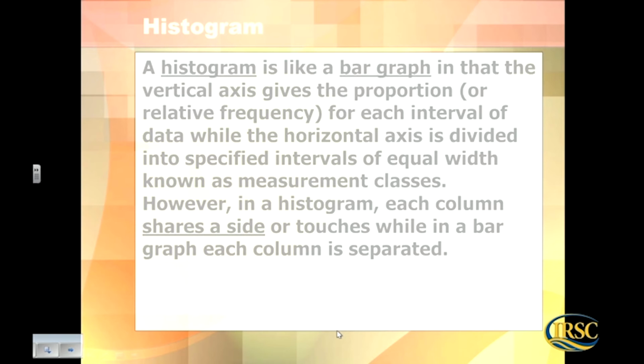And so again, here, the last part is that difference. In a histogram, each column shares a side, because they're all touching. So a histogram is like a bar graph where they share a side. That's the most important information there about the histogram.